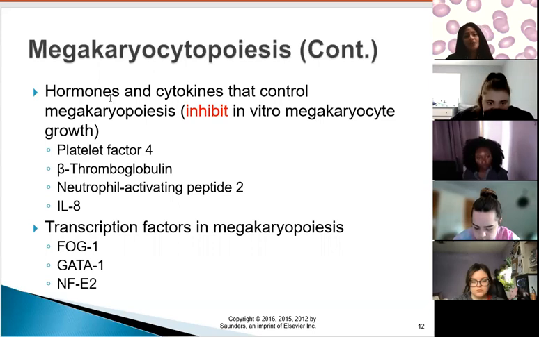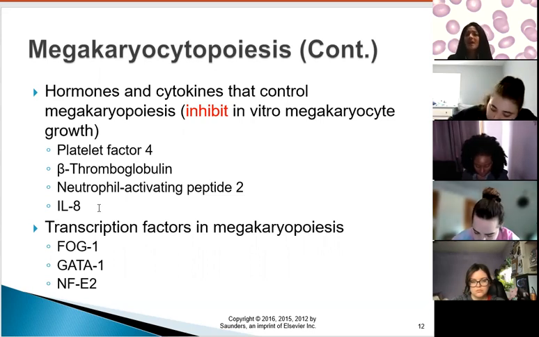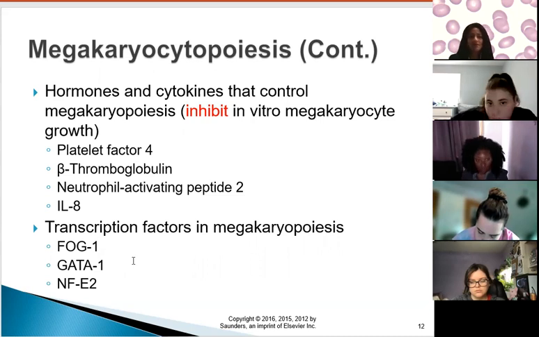So we have hormones and cytokines like platelet factor 4, beta thromboglobulin, neutrophil activating peptide 2, interleukin 8. These are all inhibitory hormones and interleukins that help us prevent megakaryopoiesis. So at some point, it helps us stop in certain checks. And then you have transcription factors like FOG1, GATA1, and NF-E2. These you don't have to worry about, but these are the transcription factors that take place in endomitosis, in the creation of megakaryocytes.